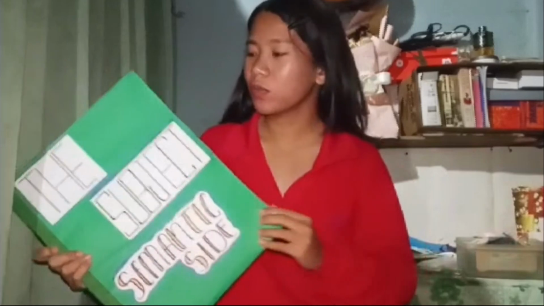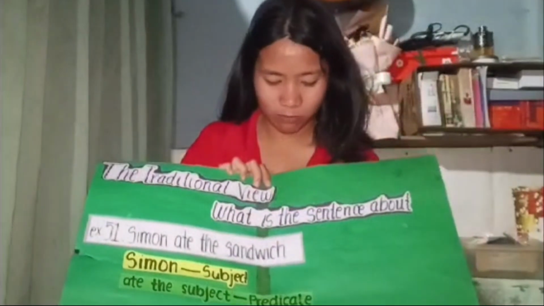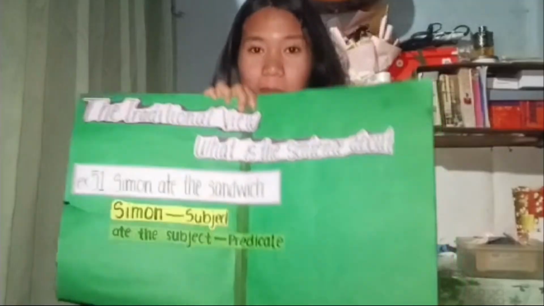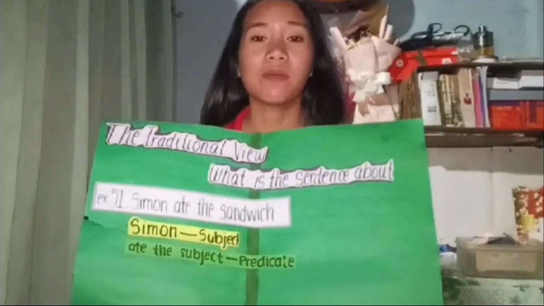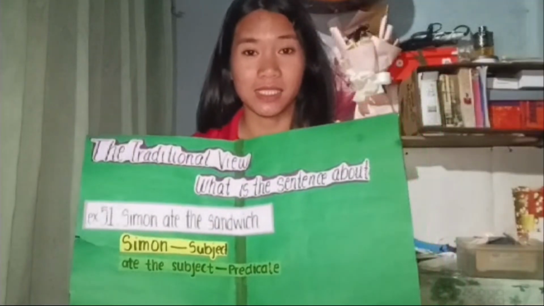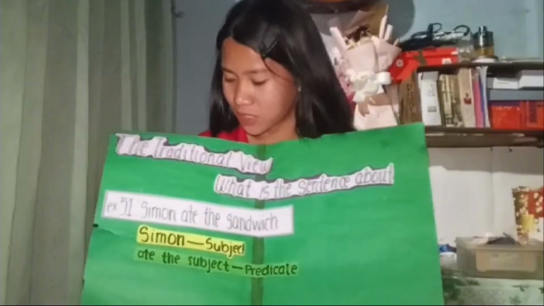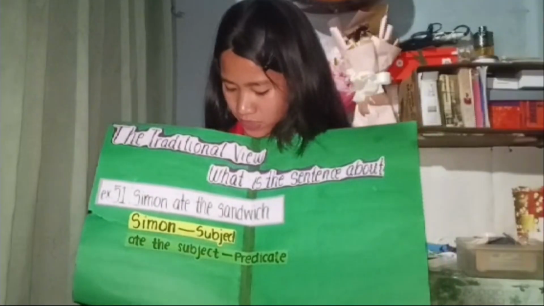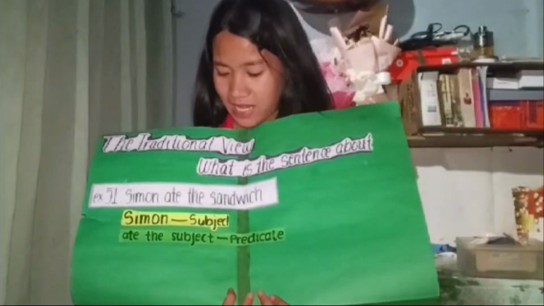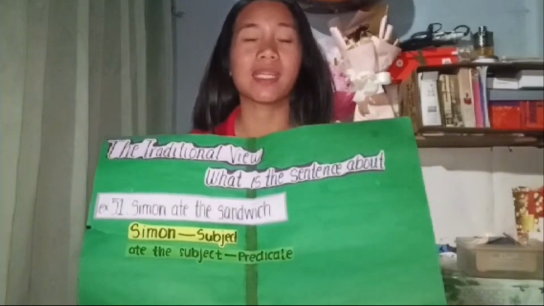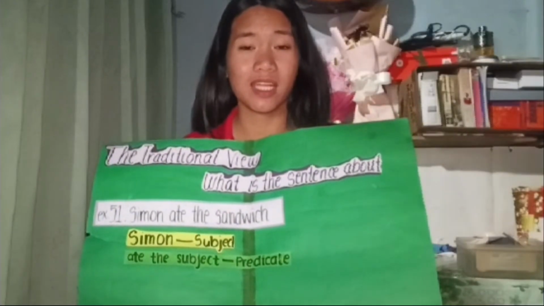I will be discussing the semantic, or the meaning, side of the subject. So, the subject on the semantic side. First, we are going to discuss the traditional view of what the sentence is all about. Traditionally, the subject names what the sentence is all about, and the predicate says something about the subject. For example, Simon ate the sandwich. Simon here is the subject, and ate the sandwich is our predicate that says something about the subject.